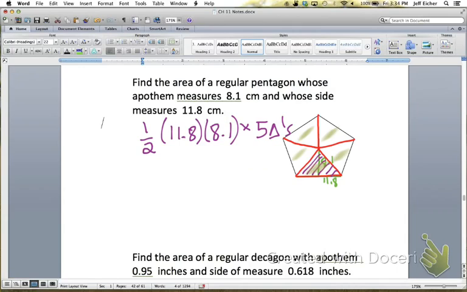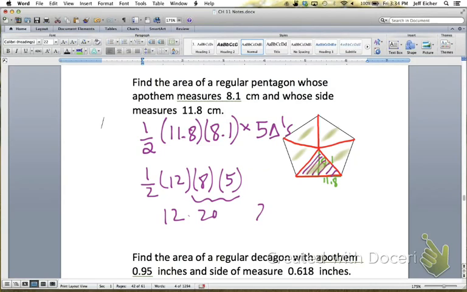So if I were to estimate, since I don't have a calculator handy, we have 1/2 times 12 times 8 times 5. This is 40. Half of 40 is 20. 12 times 20. So the answer is somewhere, this is a very rough approximation, approximately 240 square centimeters.